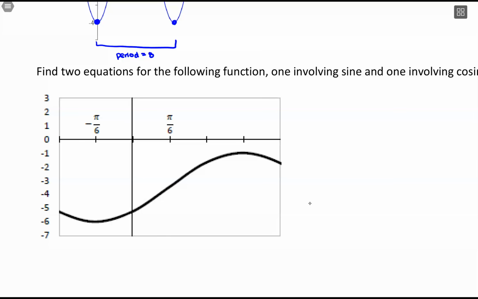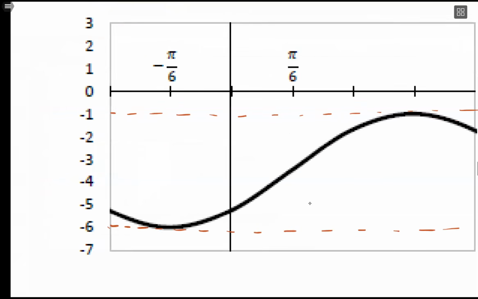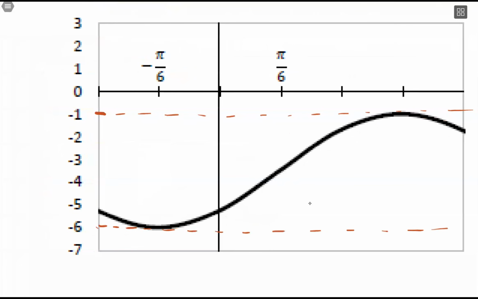So, looks like some minimum values are happening here at -6, maximum values at -1. So that means halfway between those, so let's see, just so I can clearly see these increments here, we have 1, 2, 3, 4, 5. So our midline should be halfway in between there. So we have a midline at y equals -3.5.